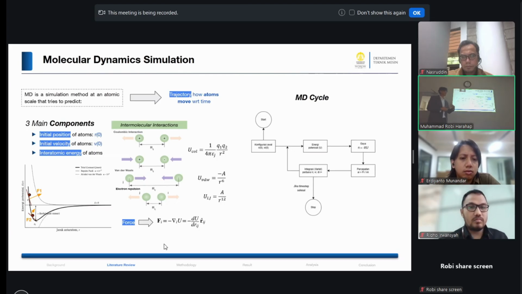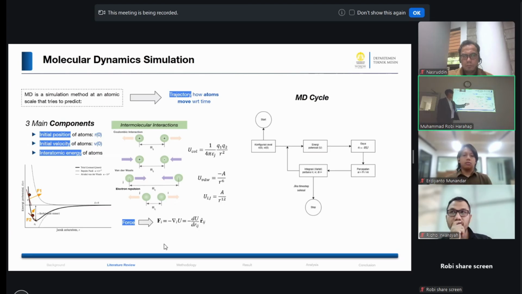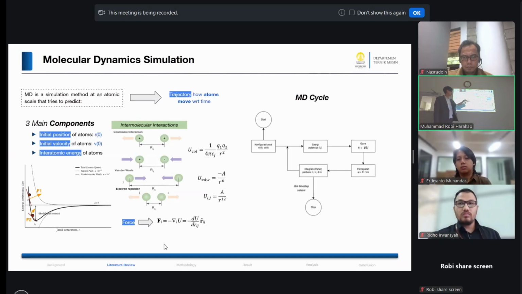And then there's something called Lennard-Jones energy, which can be seen here. Lennard-Jones is basically a combination of van der Waals and electronic repulsion. If they're made into a graph, this is the electronic repulsion, and this is the van der Waals. When you combine them, you get a graph something like that. Maybe you can notice that there is a slight dip located at R0.